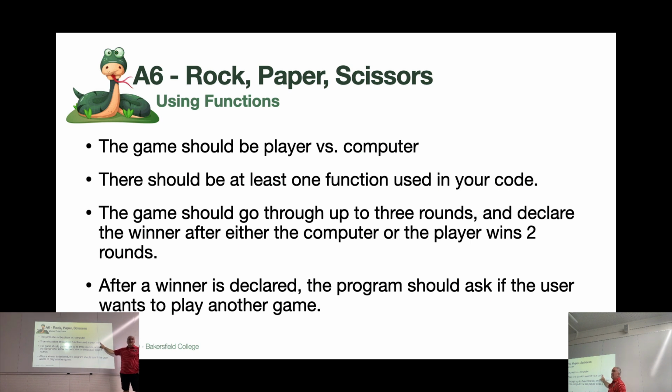I want you to use at least one function. There are opportunities to use many more than that to keep the code simple and streamlined. And then, of course, after the winner is declared, after somebody wins 2 rounds, the computer should ask if the user wants to play another game.